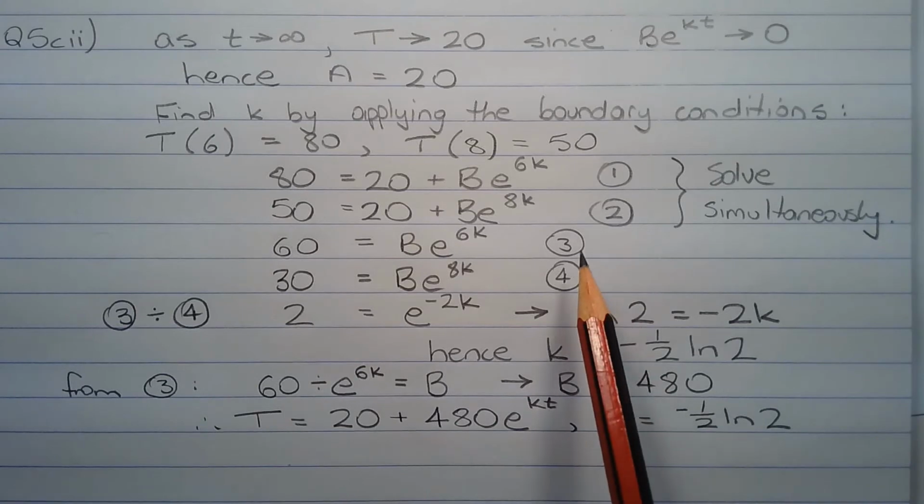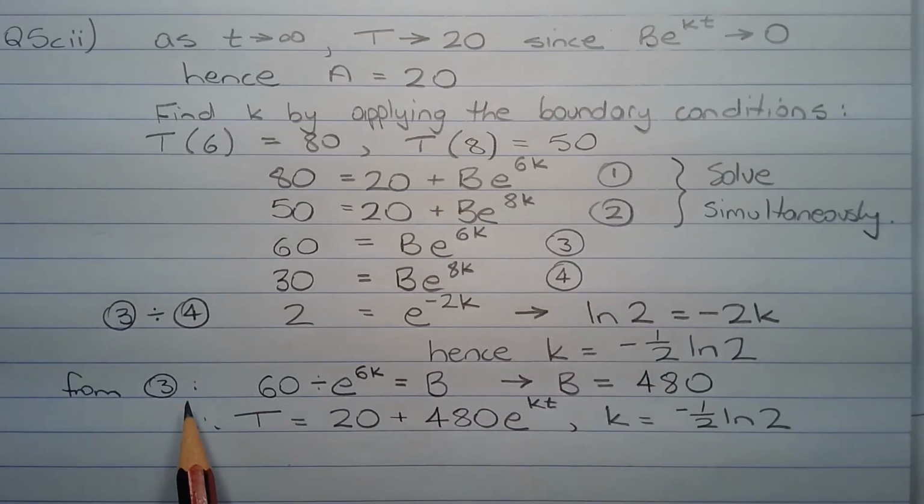Now, using either equation 3 or 4, I'm going to use equation 3 in this case to find the value of b. Now that we have the value of k, I can make b the subject of the formula. We have 60 divided by e to the power of 6k, and we can substitute the value for k that we just found. And we get b is equal to 480. Therefore, temperature T is equal to 20 plus 480 times e to the power of kt, where k is equal to negative half times ln of 2.